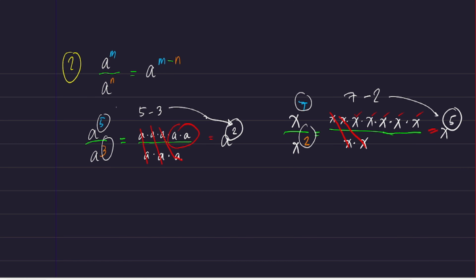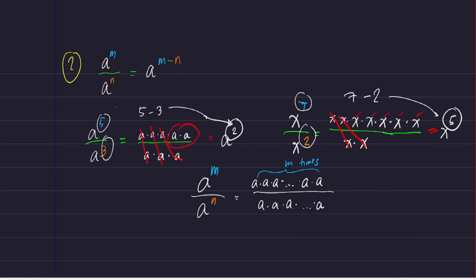Diba? So, kung i-generalize natin yan, we will have here a raised to m over a raised to n, and that is equal to a times a times a times dot dot dot times a. Kung ilan sila, pero alam natin na ito ay m times. And this is a times a times a times dot dot dot times a. And this is n times.